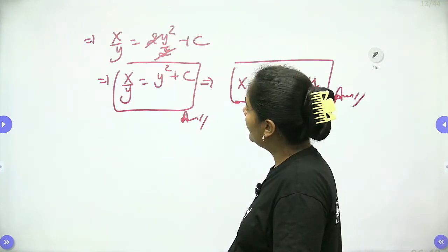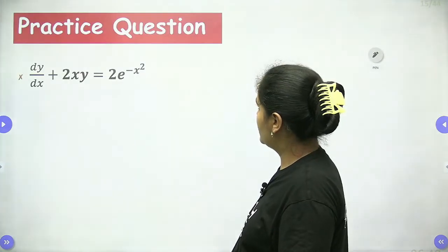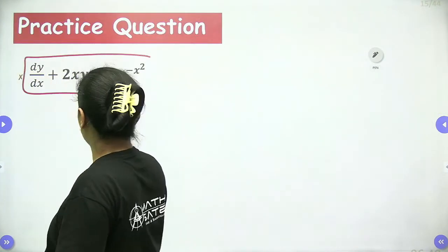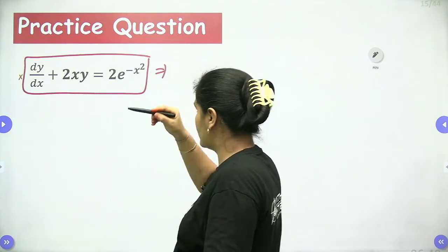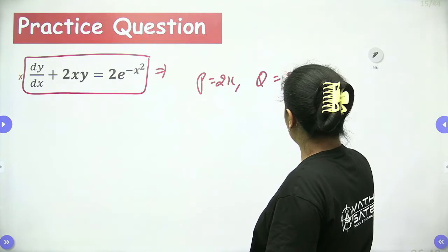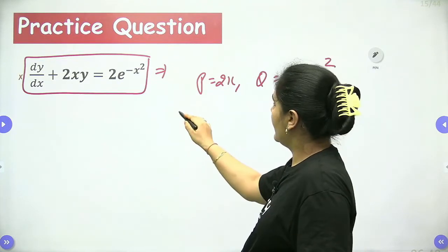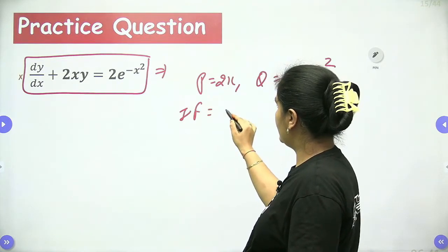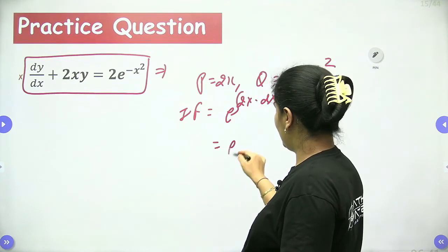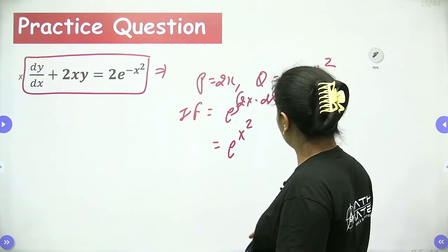Done. Now let's approach the next question. It's again a simple question, and I think you guys can easily approach it. Here p is equal to 2x, q is equal to 2 e to the power minus x square. You can find the integrating factor e to the power integral of 2x dx. It will be e to the power x square only.